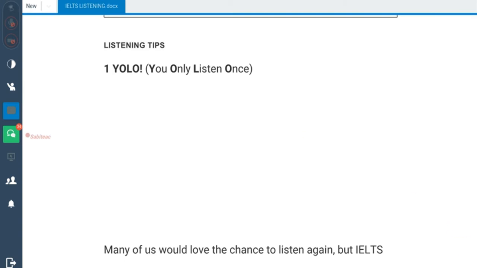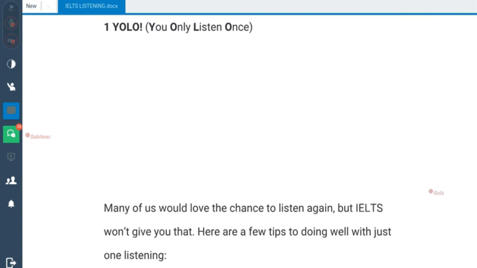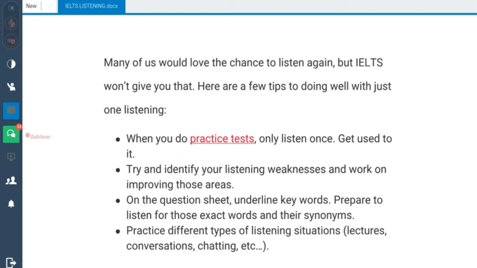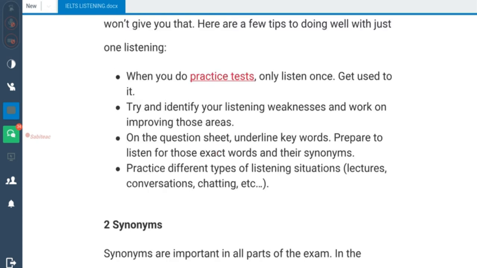Remember, I think I've even said it when I was explaining. You only listen once. Now, you need to know that many of us would love the chance to listen again, but IELTS won't give you that chance. Okay, here are a few tips to doing well with just one listen.